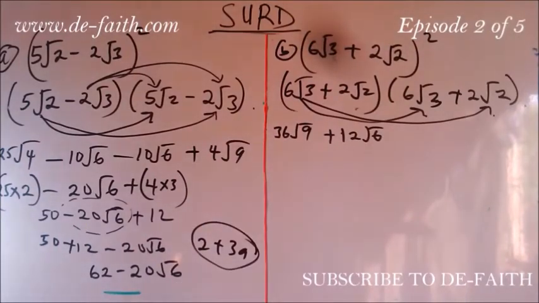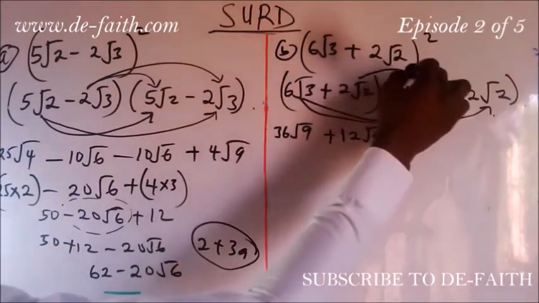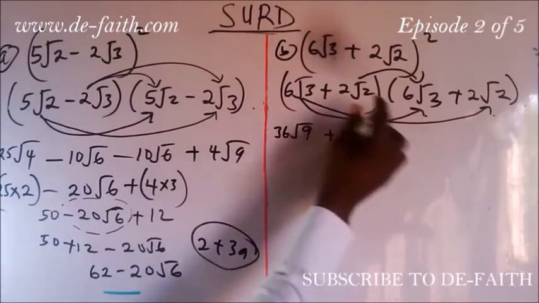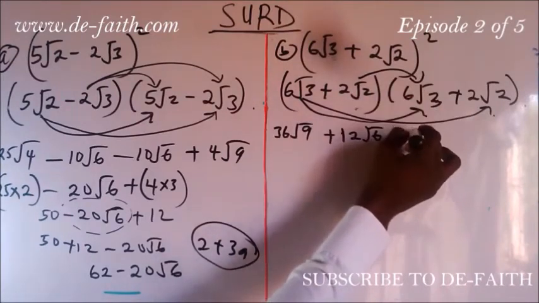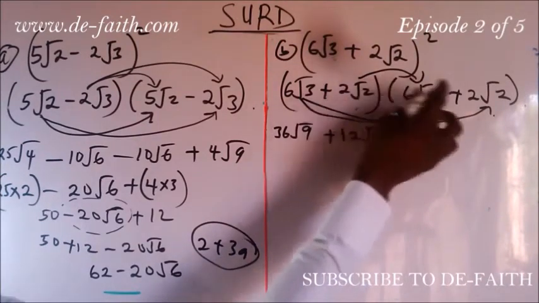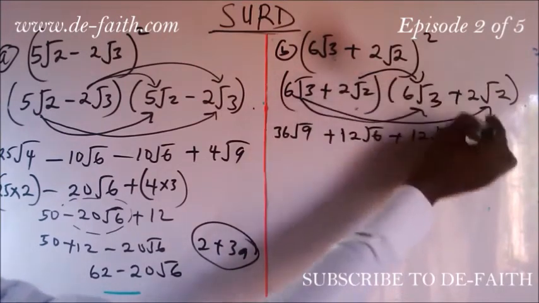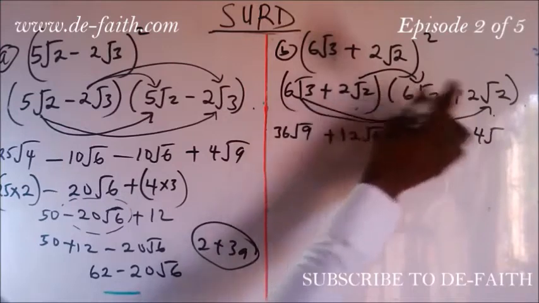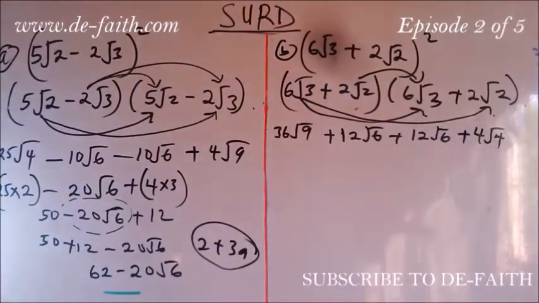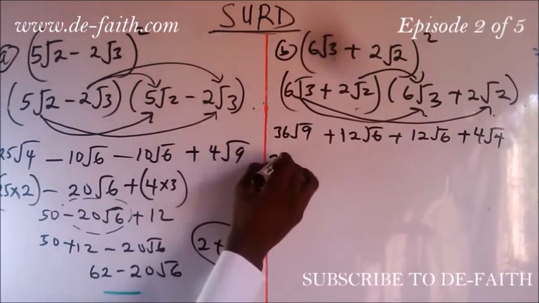And then we have this multiplying this. That's 2 times 6 is 12. 2 times 3 is 6 here. And then plus 2 times 2 is 4. And then root 4. We have some perfect squares here. So we have 36 times root 9 is 3.